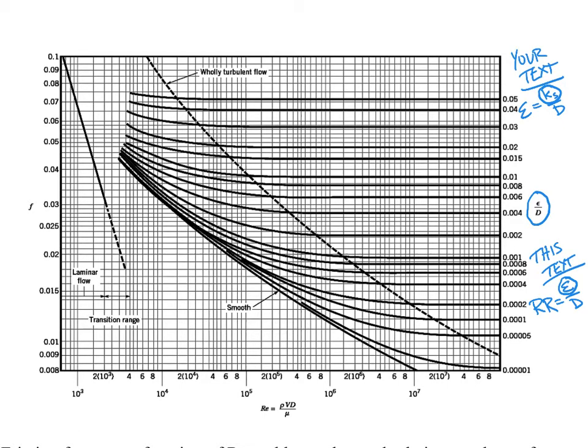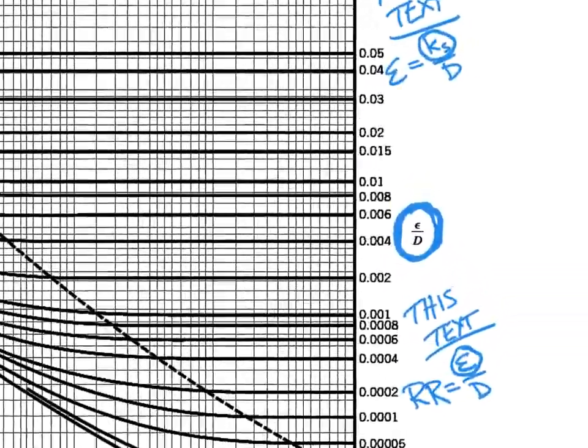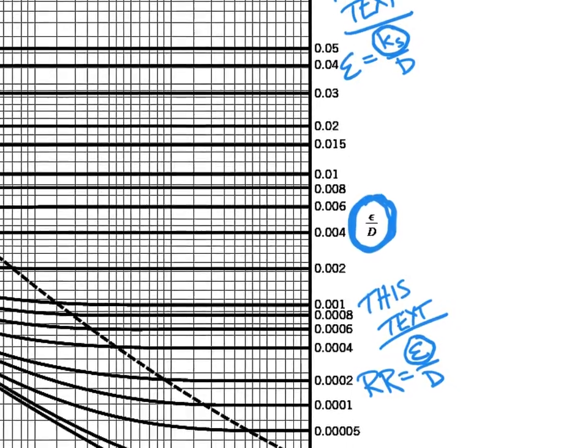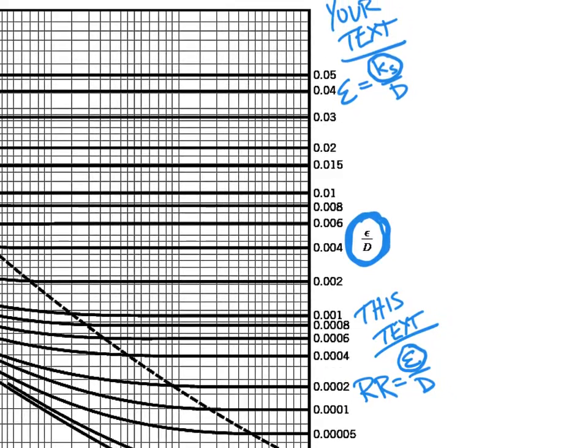So what will happen is, and you can see it in this equation right here, epsilon over D. I'm going to zoom in to make sure you can see what I'm talking about here. That epsilon over D, which is this guy right here. This epsilon is usually our Ks, but it's got units on it.